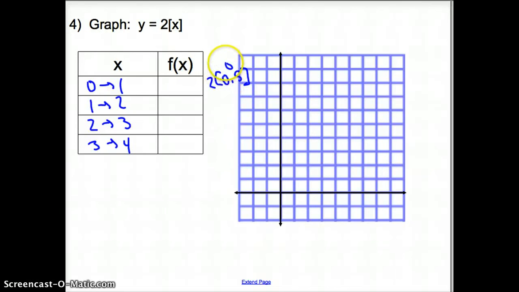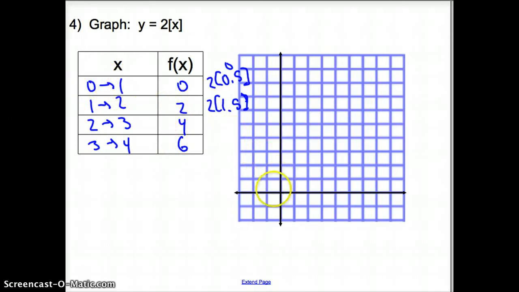So then it would be 2 times 0, which is 0. Then we would have 2 times 1.5. Again, you can pick any number inside 1 to 2. Now this 1.5 would round down to 1, so 2 times 1 would be 2. And then same situation here, it would be 4, and then 6.